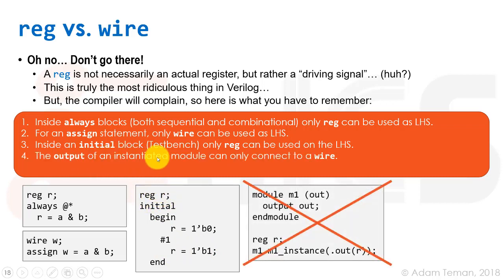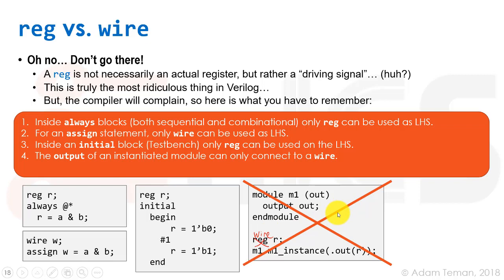Okay, the output of an instantiated module can only connect to a wire. So you can never connect the output of an instantiation to a reg. So we have this module called M1, and it has some sort of output called out. And then in a different module, we instantiate it. So we say M1, here's an instance of M1, dot out, and we connect it to R. If we declared R as a reg, we're going to get an error. So never do that. We'd have to write wire right here, and everything would be okay.